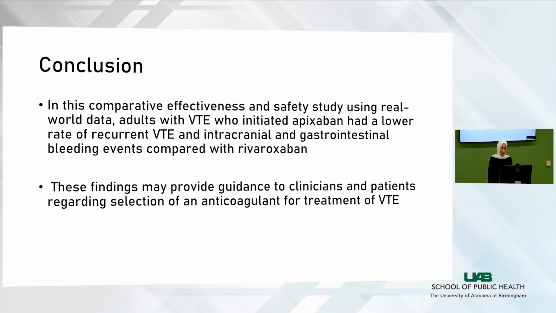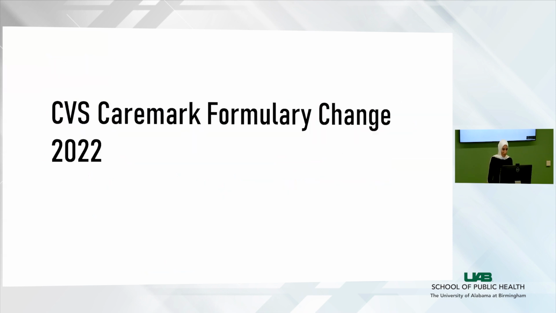So in conclusion, in this comparative effectiveness and safety study using real-world data, adults with VTE who initiated apixaban had a lower rate of recurrent VTE, intracranial and gastrointestinal bleeding compared with rivaroxaban. We were hoping that the findings from this study would guide clinicians and patients regarding the selection of anticoagulant for treatment of VTE. So the story of the study didn't end when we published the study.